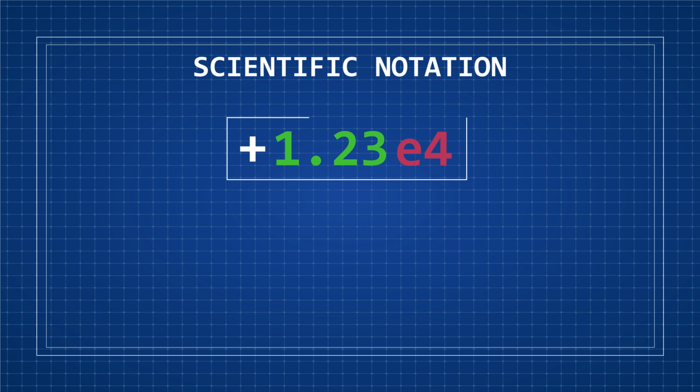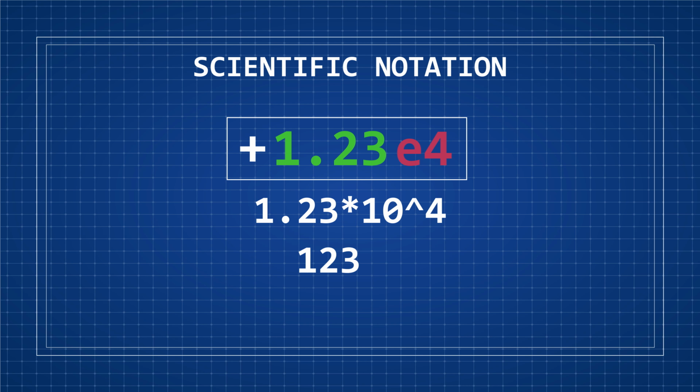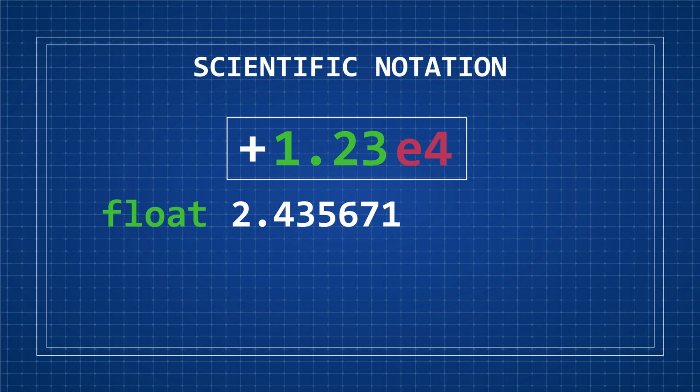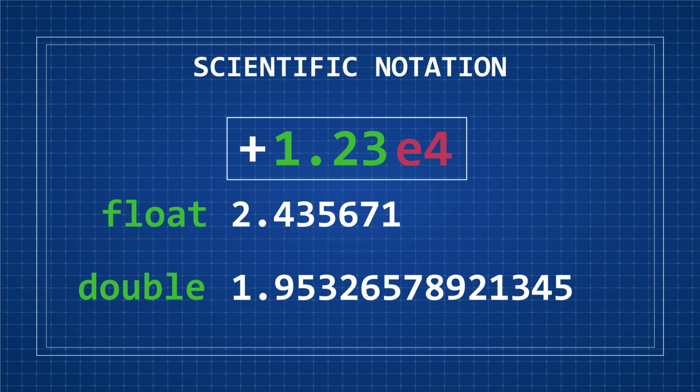For instance, in the number 1.23e4, 1.23 is the mantissa and 4 is the exponent. This represents 1.23 multiplied by 10 to the power of 4, or 12,300. The precision of a floating point type refers to how many digits the mantissa can hold. A float typically has about 7 digits of precision, whereas a double has about 15. This means that a double can represent numbers with a much greater accuracy.